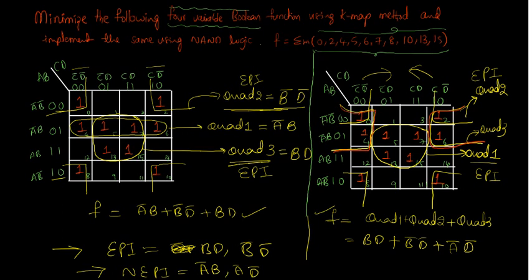Out of these non-essential prime implicants, in the first case we have used A bar B. If you are taking this A bar B into consideration, you can remove this A bar D bar. That A bar D bar is nothing but your redundant prime implicant in that case, right? But here what is the redundant? A bar B is redundant, right? So this thing you can observe from the figure also.